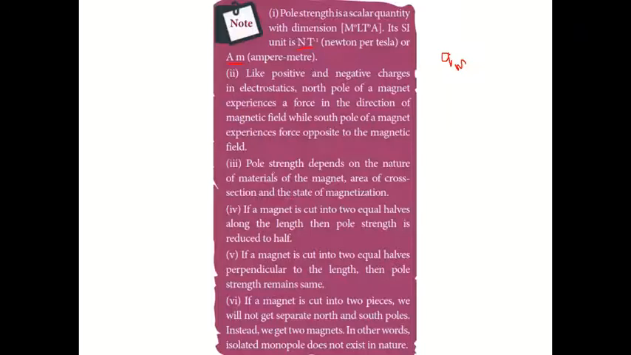Then pole strength depends on the nature of the material of the magnet, the area of cross section and the state of magnetization. If a magnet is cut into two halves, as we have already seen, then the dipole moment will be half.